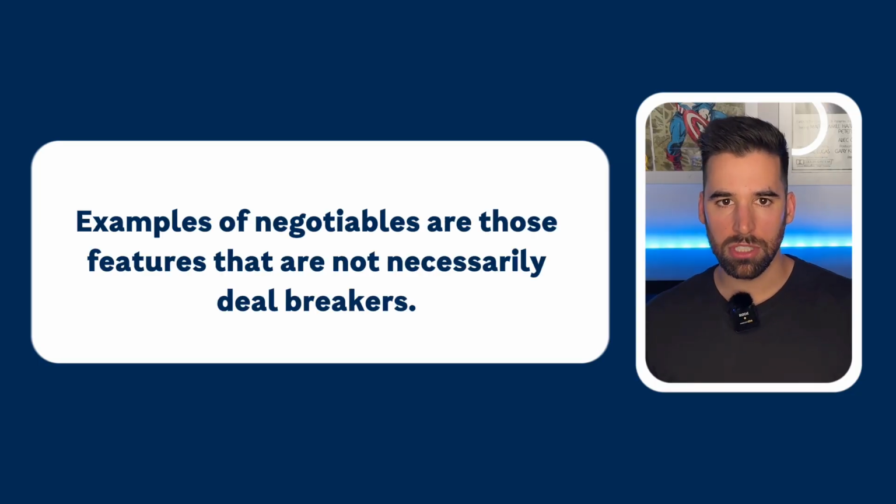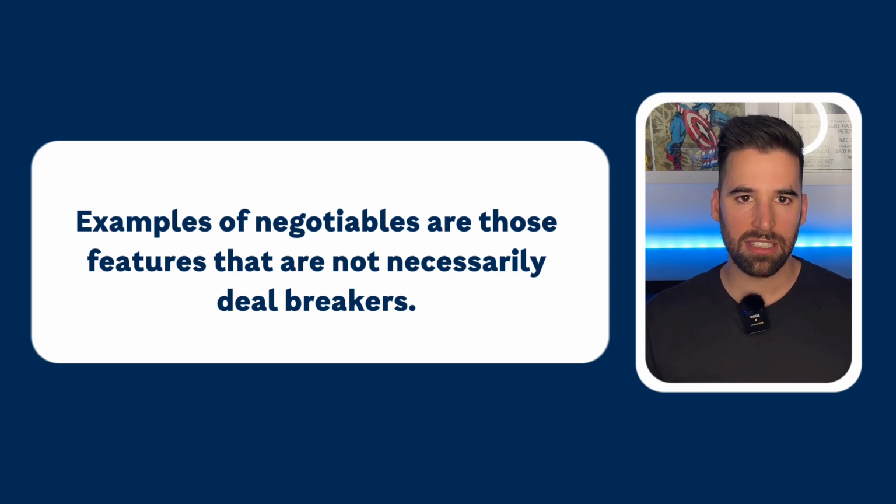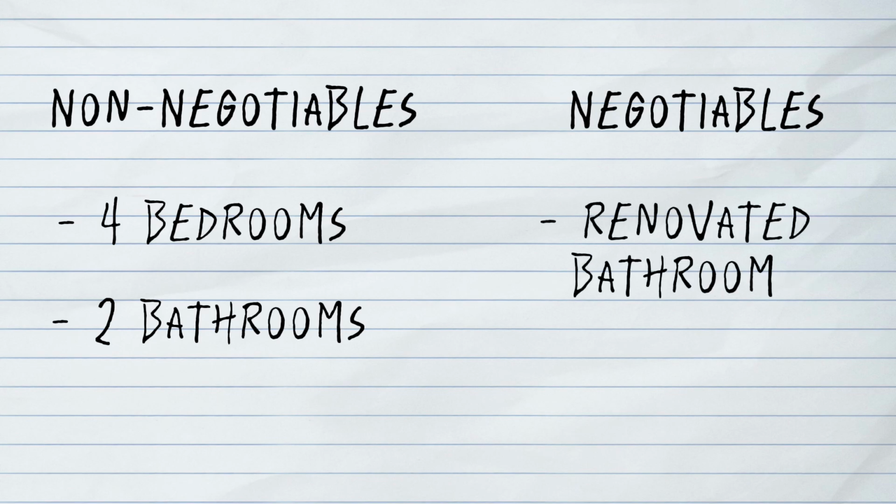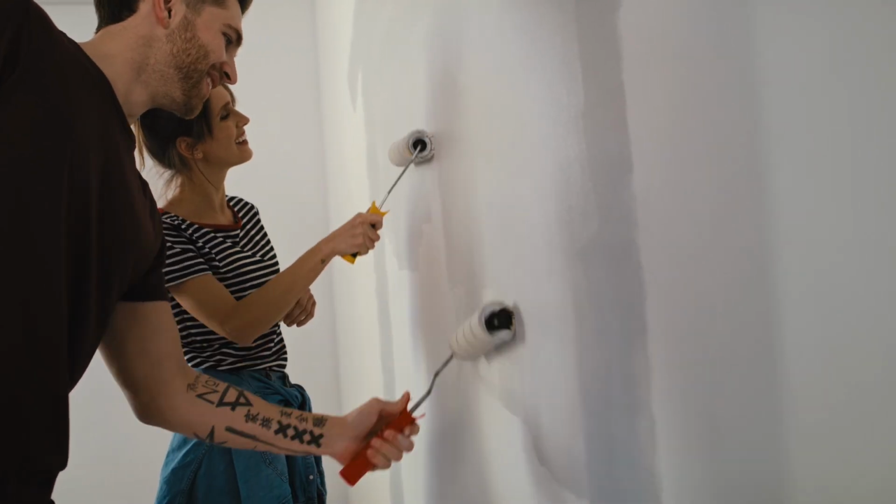Examples of negotiables are those features that are not necessarily deal breakers. For a home buyer, you may have found the perfect home, but it has an unrenovated bathroom. And although you want a renovated bathroom, you're happy to compromise. And because the property is at a cheaper price point, you can use those funds that you would have otherwise put towards the property to renovate the bathroom in the future.